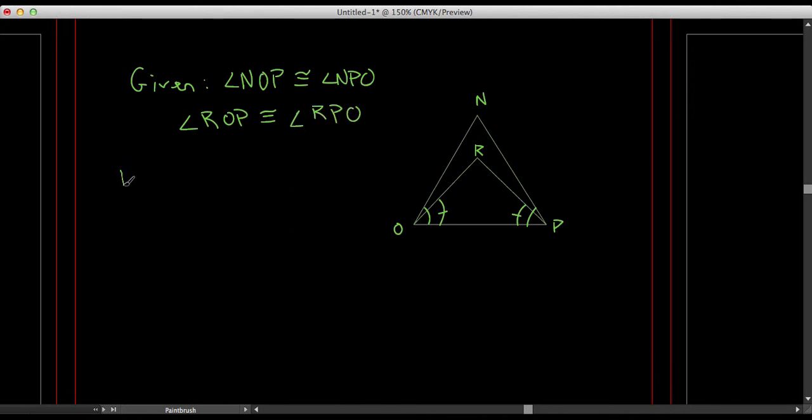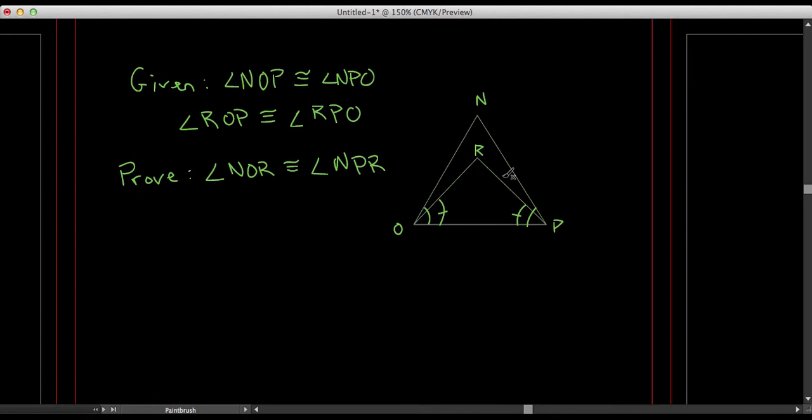And then let's try to prove that angle NOR is congruent to angle NPR. Okay, so what we're trying to figure out is given these two pieces of information, can we prove that angle NOR is congruent to angle NPR?